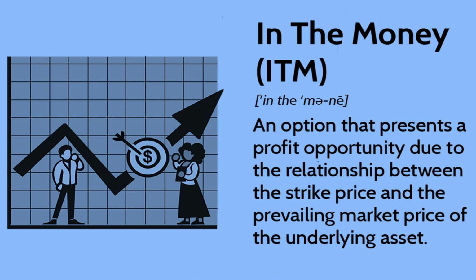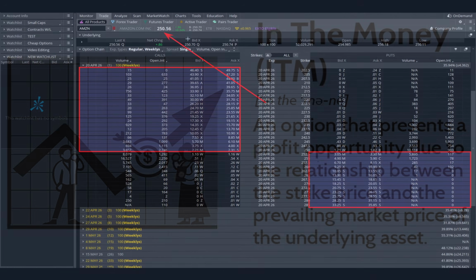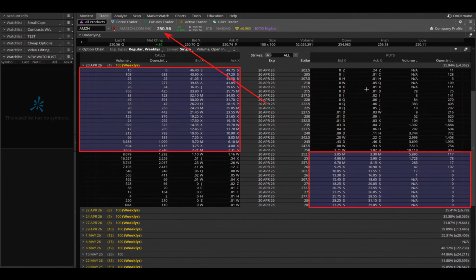Now, what is in the money? It means all of the calls that you bet are in the money here. So, pretty much the price closed at $250. If you bet that it was going to be 240 or above, you're right. If you bet it's going to be 245, 230, 220, all of these bets on the call side here, again, this is important to know.